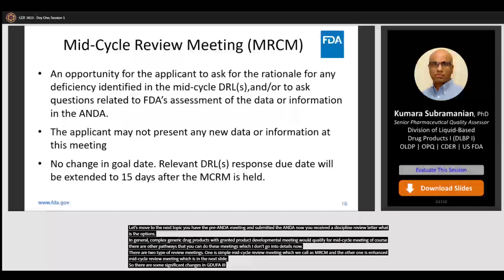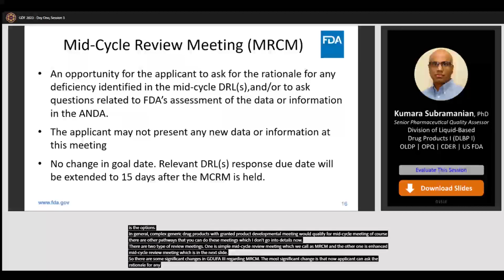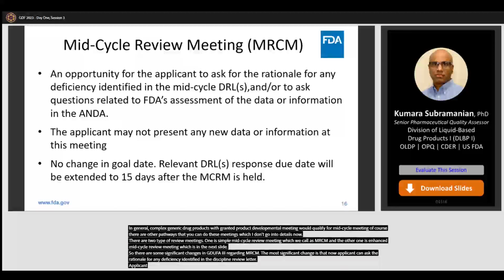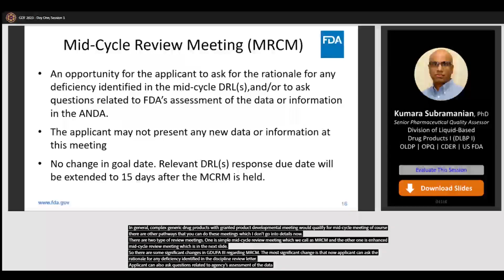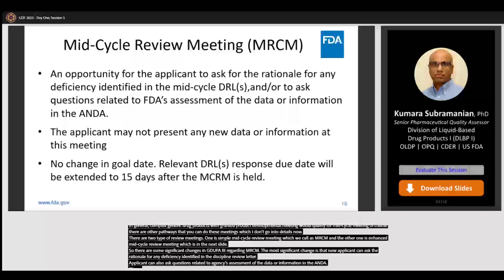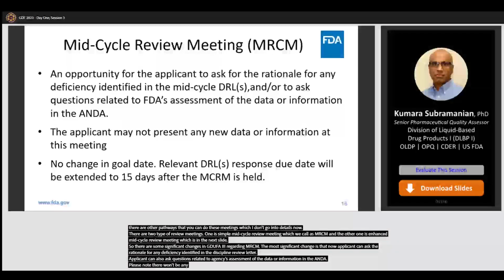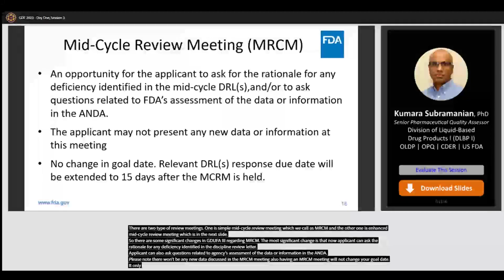The most significant change is now that applicant can ask the rationale for any deficiency identified in the discipline review letter. Applicant can also ask questions related to agency's assessment of the data or information in the ANDA. Please note, there won't be any new data discussed in the MRCM meeting. Also, having MRCM meeting will not change your goal date. It only extends the DRL due date for 15 days.